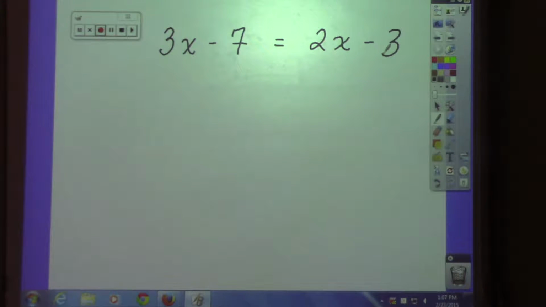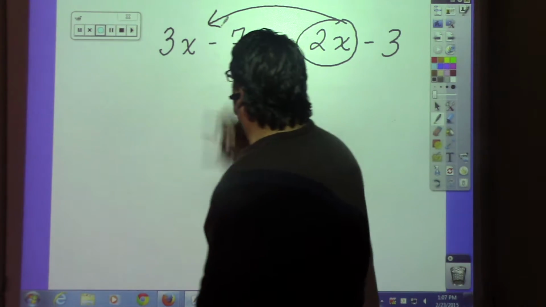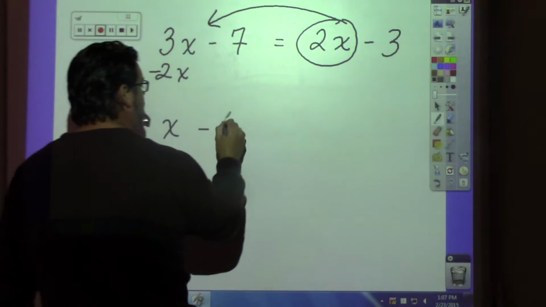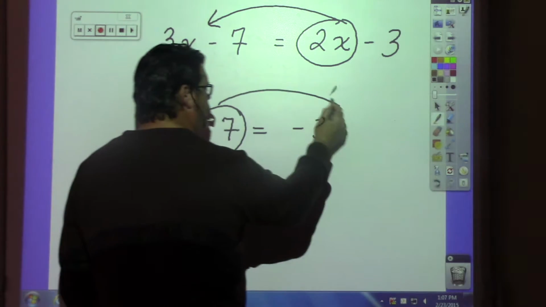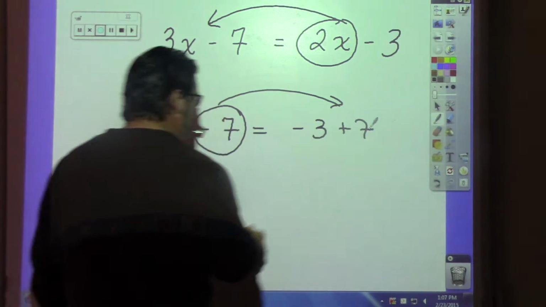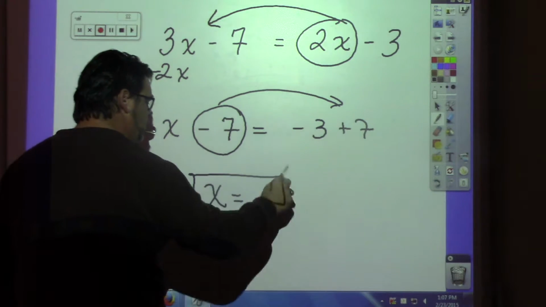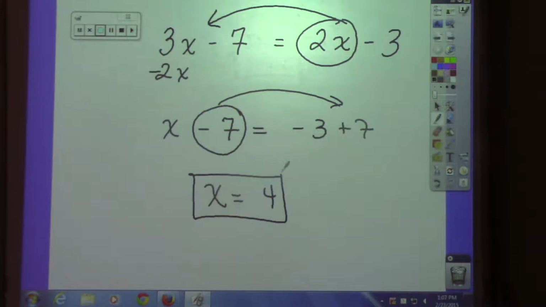Now, which one's the smallest bucket? The 2x. So you're going to move it over. And that becomes a x. 7 comes over, it becomes a positive 7. So x is equal to what? 4. And not a lot of people have problems with these.